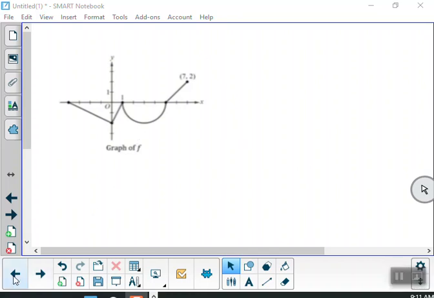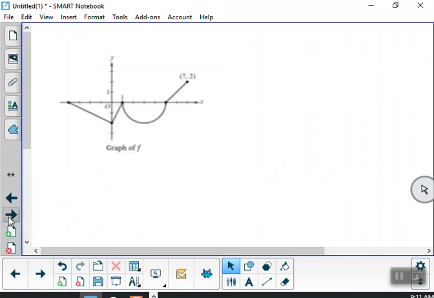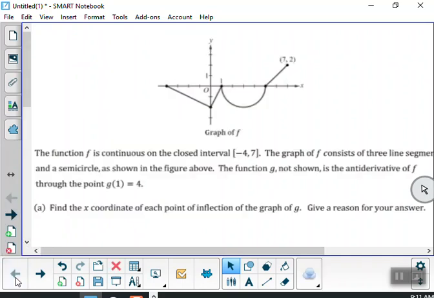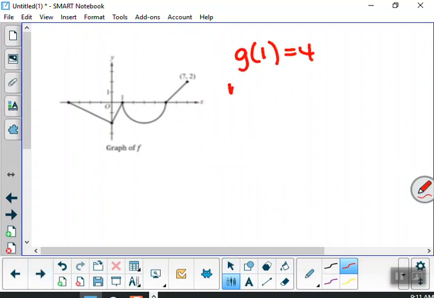So this one, and the question was part B, finding the minimum of G on that closed interval -4 to 7. Okay, so hoping this is right. Minimum for G on -4 to 7. And I think you're given, flip one more back, G of 1 is 4. Okay, so G of 1 is 4. We want the minimum for G on -4 to 7.